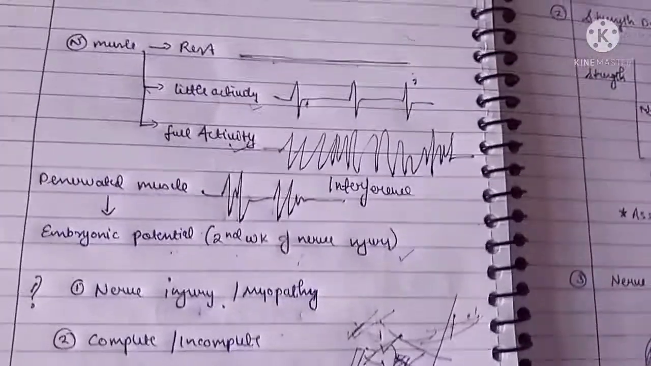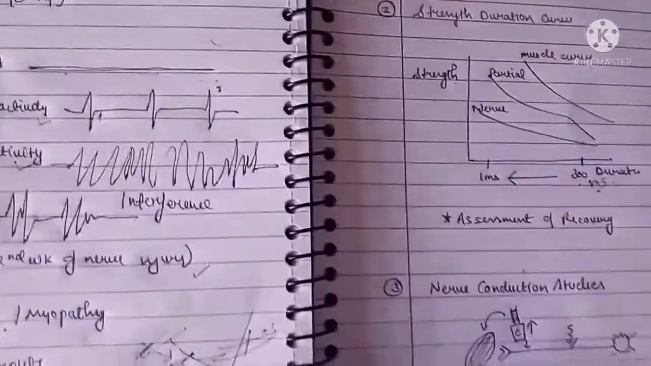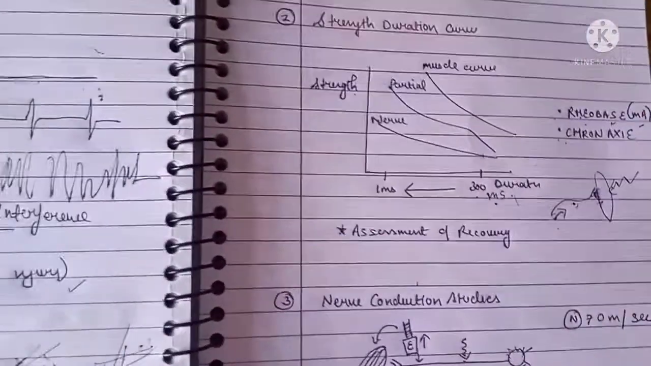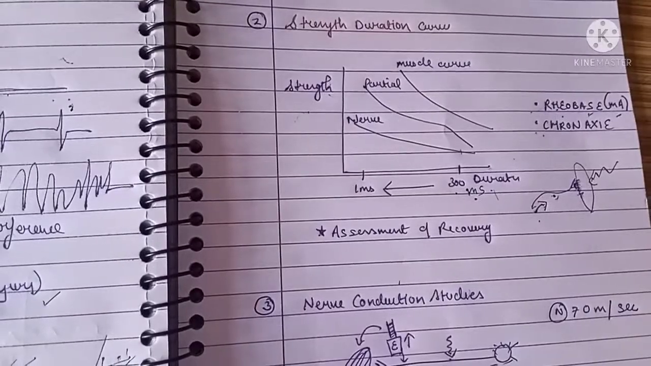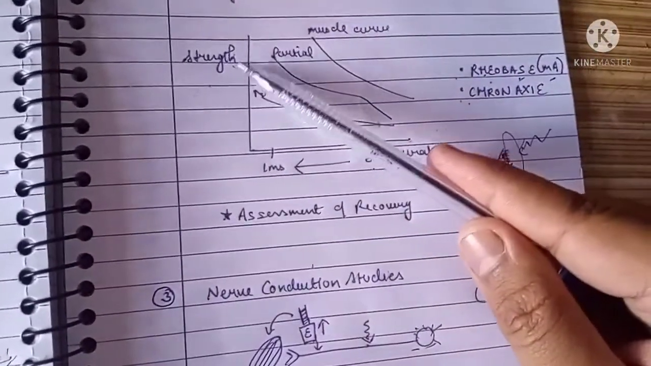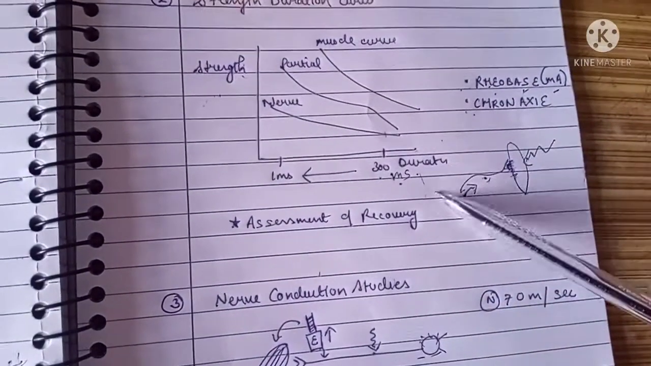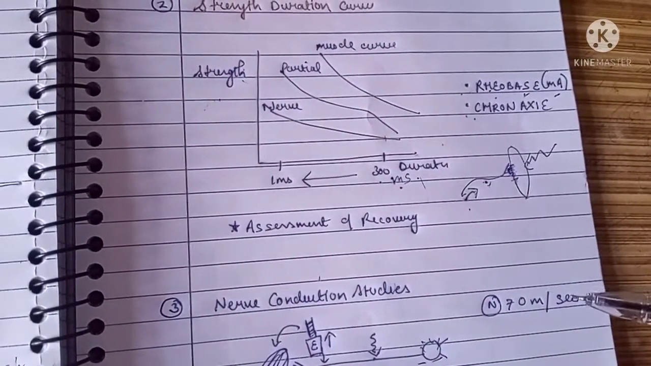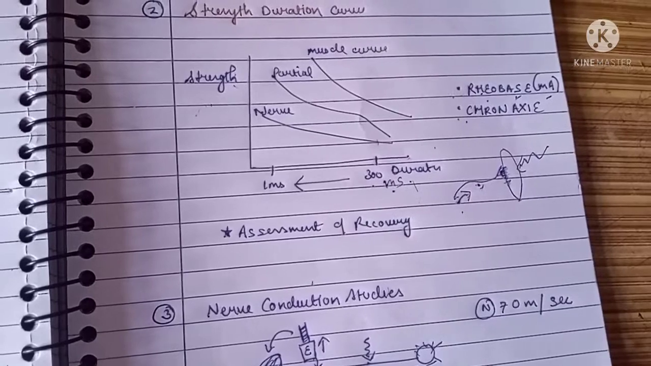So these were some things about the electromyograph. Let's try to understand about the strength duration curve. The strength duration curve is a graph between the strength, that is in millivolts, and the duration, that is in milliseconds. Before this, we need to understand two things.